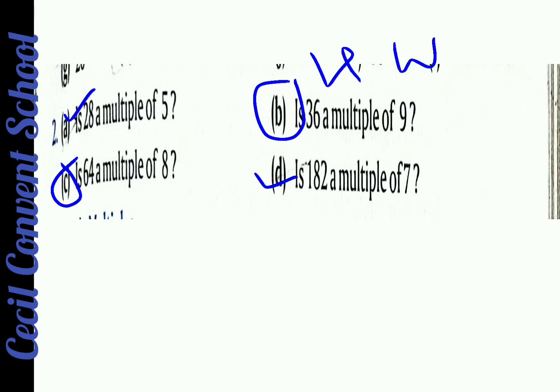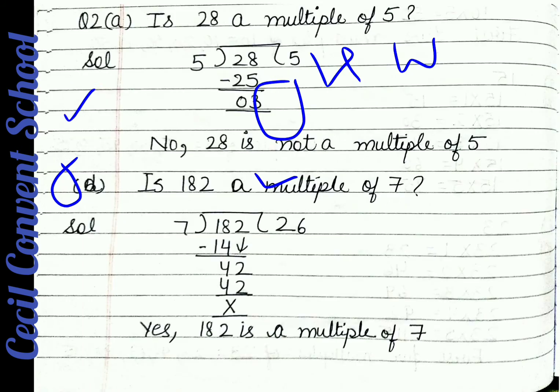Beta, when we are telling is 28 a multiple of 5, what we have to do? These type of questions we have to divide. Means 28 I have to divide by 5. If remainder is left, then we say no. If remainder is not left, we write yes, it is a multiple of that number. So see how we do.